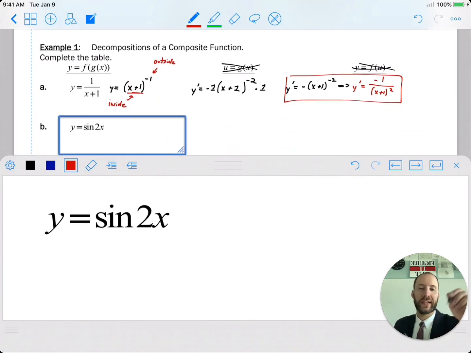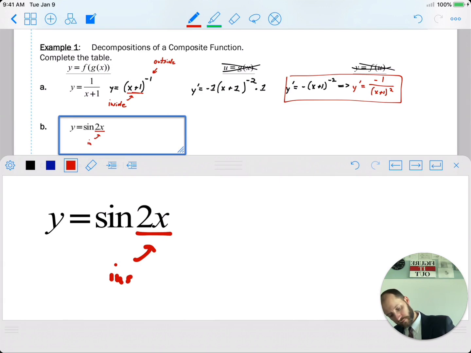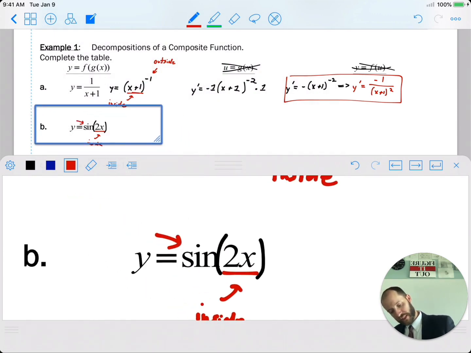So y equals sine of 2x. So sine of 2x. Remember, composite functions are f of g of x. So f of sine of 2x. So 2x is our inside. Kind of think of this sine 2x as being sine parentheses 2x. So then the sine, overall what's happening, that is our outside function.